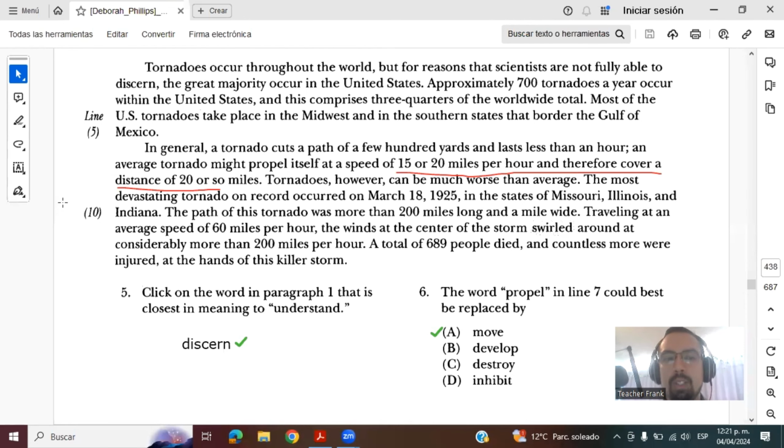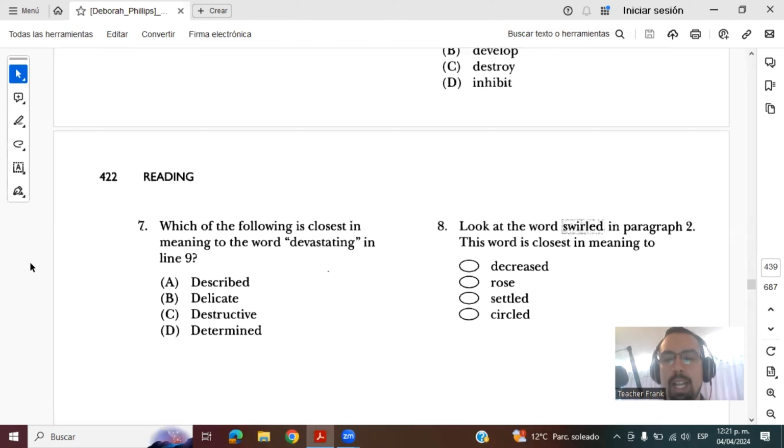Now I'm going to show you number 7 and 8 so you can answer them. Take a moment, pause the video, go back to the text if you need to, and we'll check them in a moment, okay? All right, let's see. Number 7 says, which of the following is closest in meaning to the word devastating in line 11? This is going to be C. I think this one's pretty easy. Devastating, destructive. And number 8, look at the word swirled in paragraph 2. This word is closest in meaning to D, circled. So swirl is like going around, kind of like a tornado.